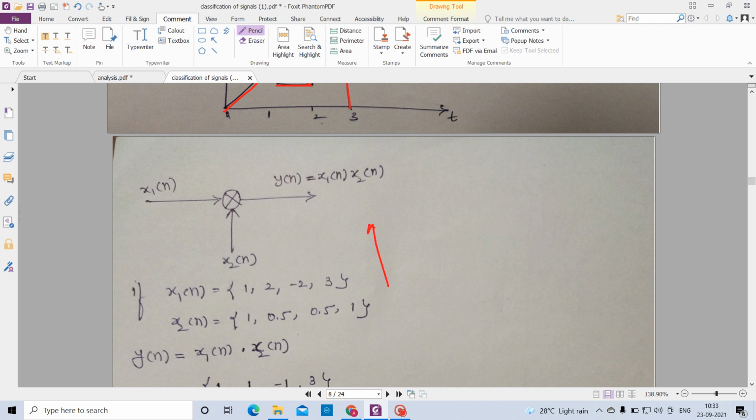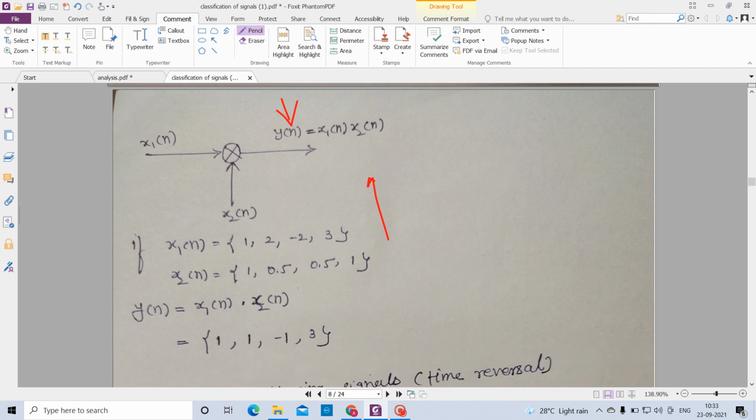Now this is the discrete time representation. How do we perform the multiplication operation in discrete time? If the signals are discrete, we have x1 of n and x2 of n. These two are the discrete time input signals. These two signals are multiplied and we get the output response y of n.